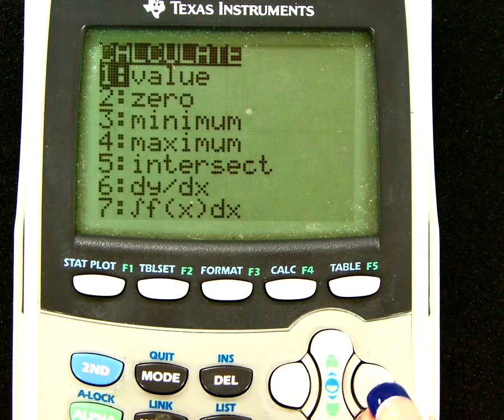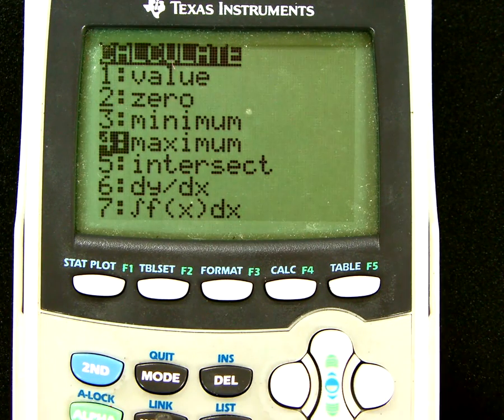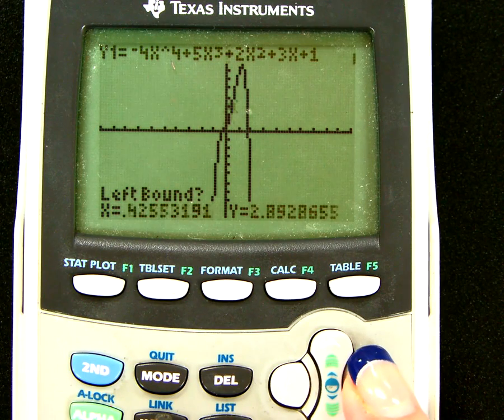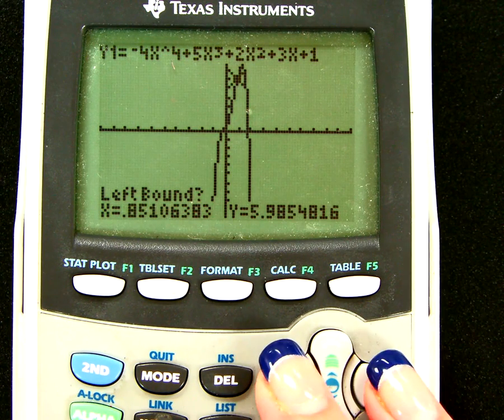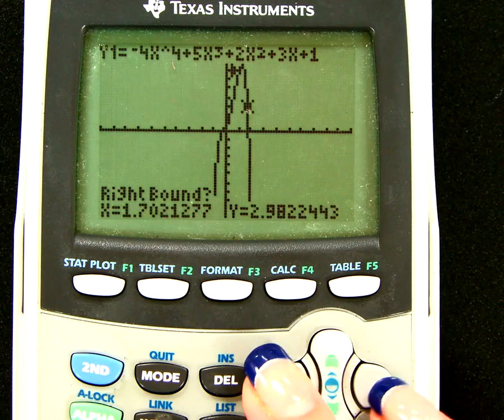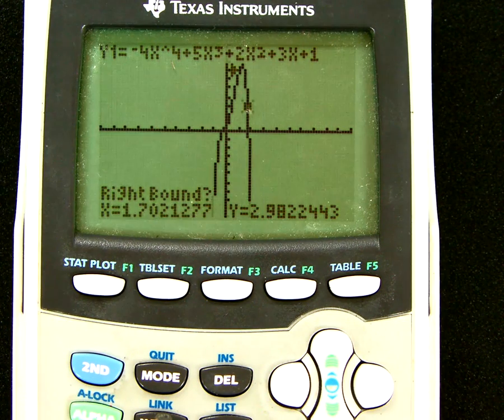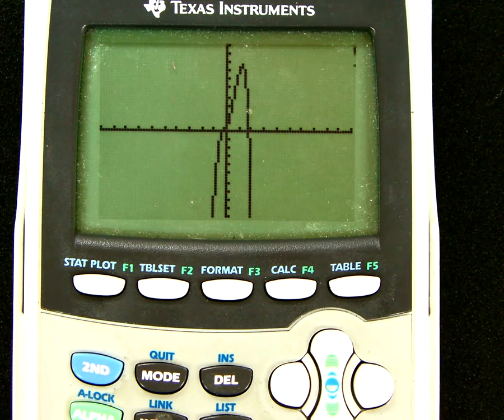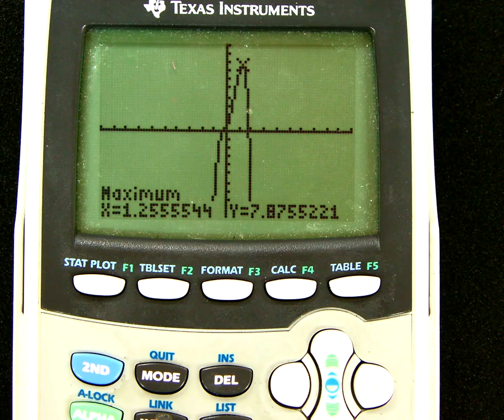And then now I'm going to find this maximum point up here. So second trace, we are finding a maximum, so the 4th option, starting on the left side of it, so somewhere in this area, enter, and then to the right side of it, oops, too far. So somewhere in there, enter, and then enter again. So our maximum is going to be at 1.3, comma, 7.9. So that's the number that we're going to add into our range.